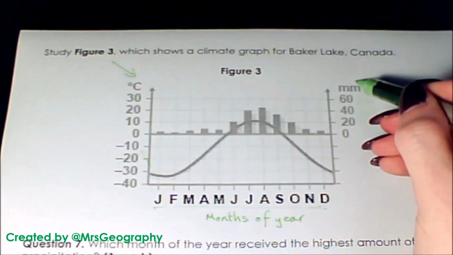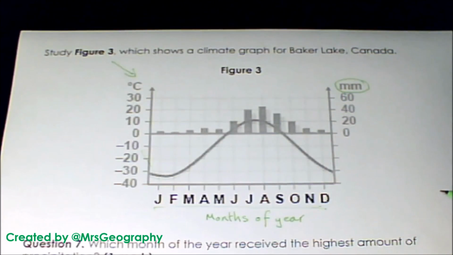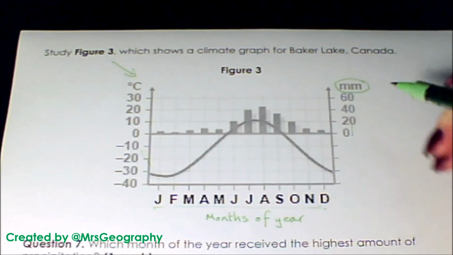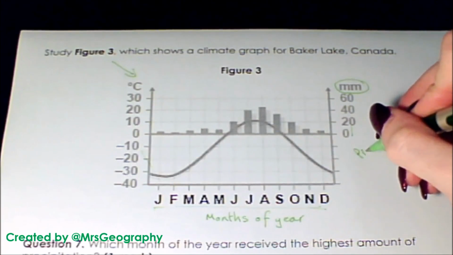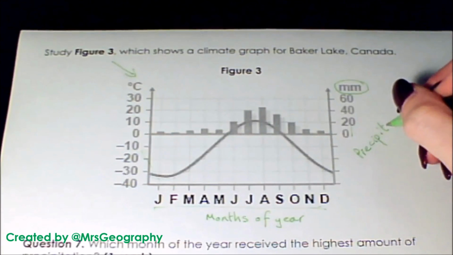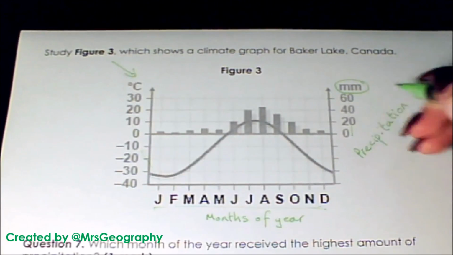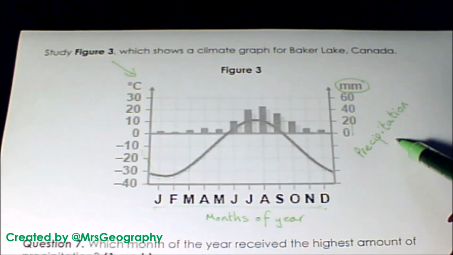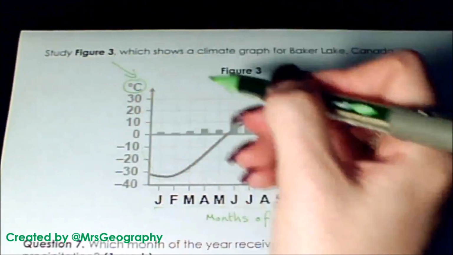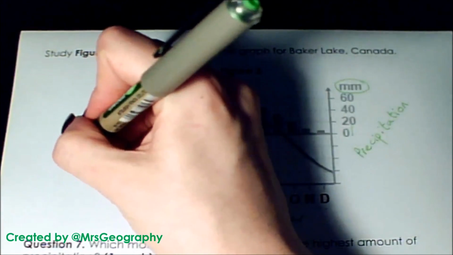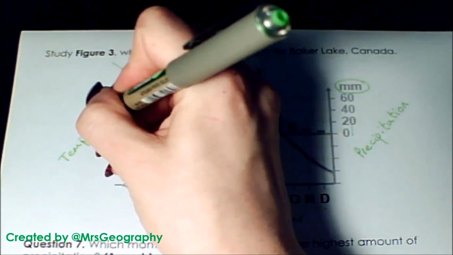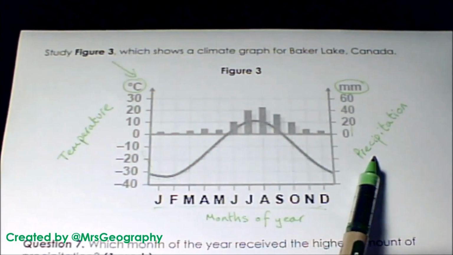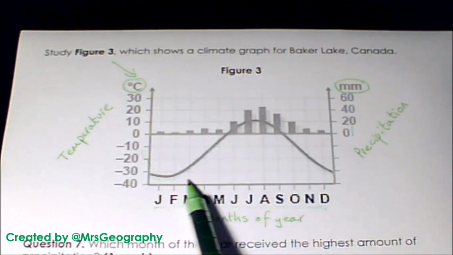Because this side is in millimetres, think about what this axis is for. So I'm going to tell you it's for precipitation, because precipitation is always measured in millimetres. So if millimetres is on this side, and that measures precipitation, we've got to think about what degrees is measured for, and that's temperature. So now we've picked apart the figure, so we know that temperature's on this side, precipitation's on this side. Now we've got to look at the actual graph.